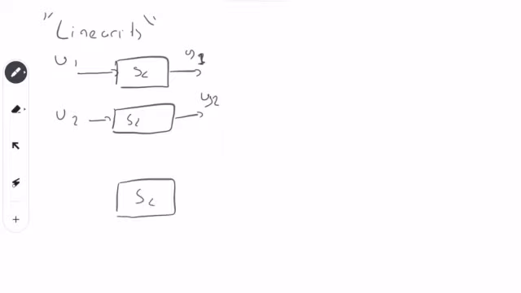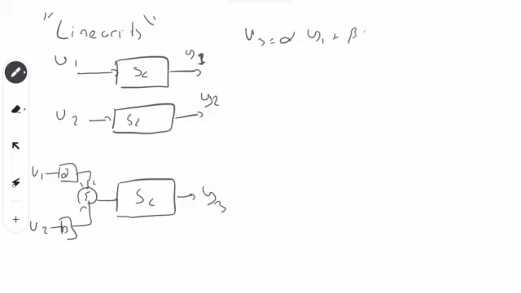This is S_c, where the input is like this. U1 is multiplied with alpha, U2 is multiplied with beta. I sum all of them, this is plus, and I apply it to my system, and I observe my third output. If Y3 is equal to alpha times Y1 plus beta times Y2 for all alpha, beta, U1, and U2, my system is linear. Technically my system should satisfy both superposition and homogeneity properties.